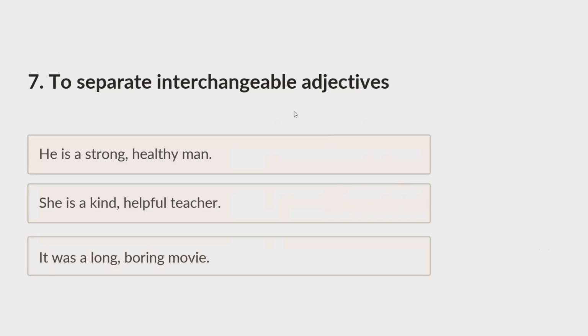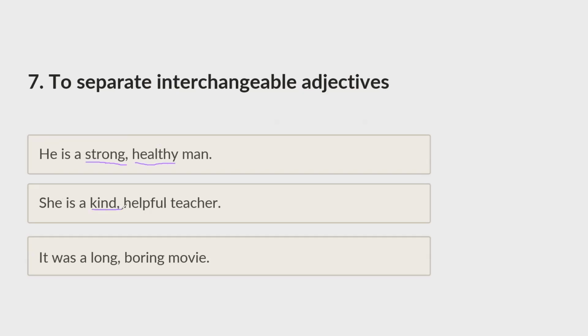To separate interchangeable adjectives. Usually when we have two adjectives that we can use interchangeably, meaning that we can replace them with each other. For example, he is a strong, healthy man. I can also say he's a healthy, strong man, meaning that if I change the place of the adjectives, it is still acceptable. Next one, she's a kind, helpful teacher.